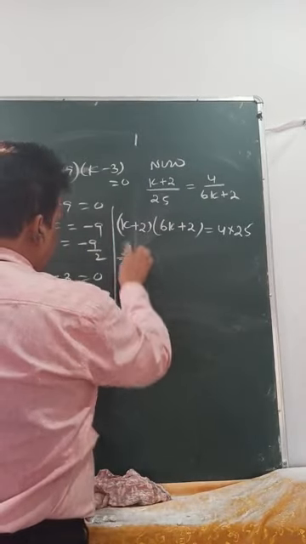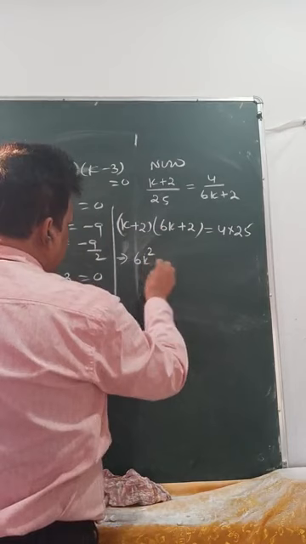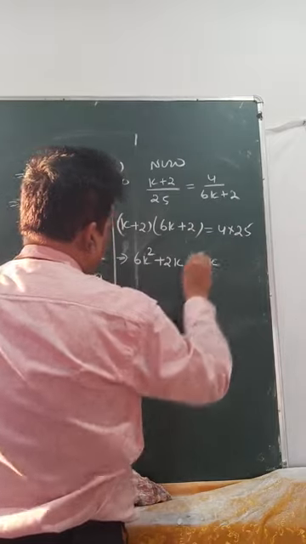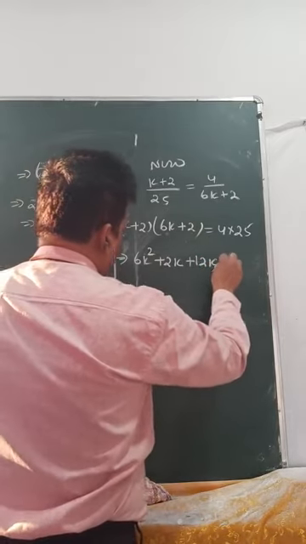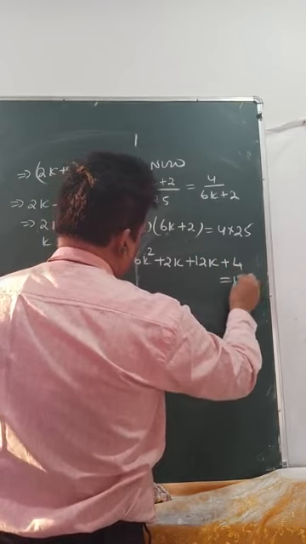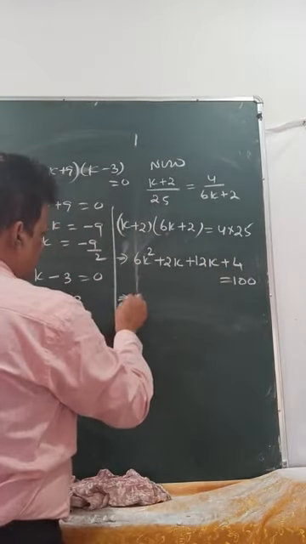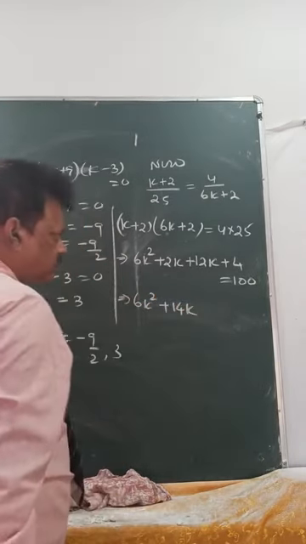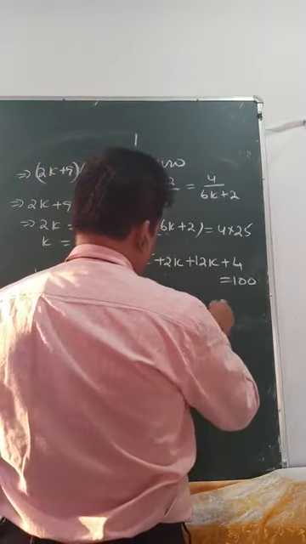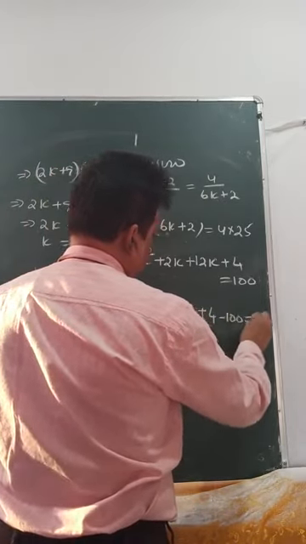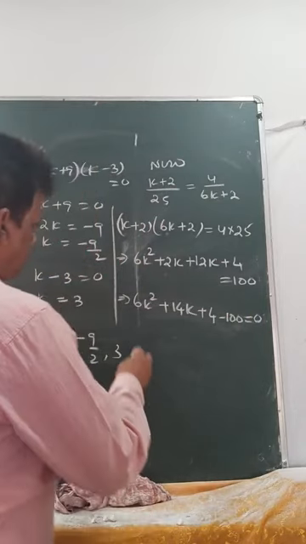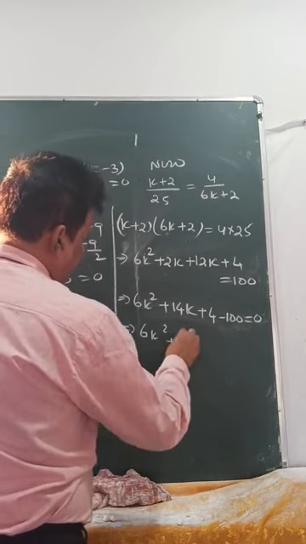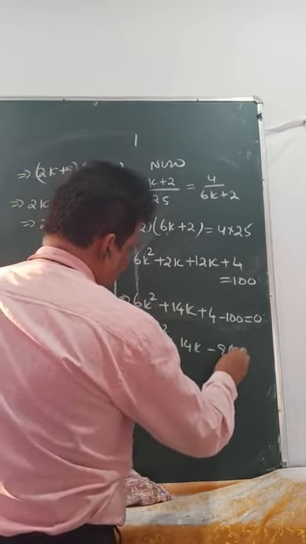Okay, let's multiply k into 6k: 6k square plus 2k plus 12k plus 4 equals 100. So 6k square plus 14k plus 4 minus 100 equals 0. Okay, 6k square plus 14k minus 96 equals 0.